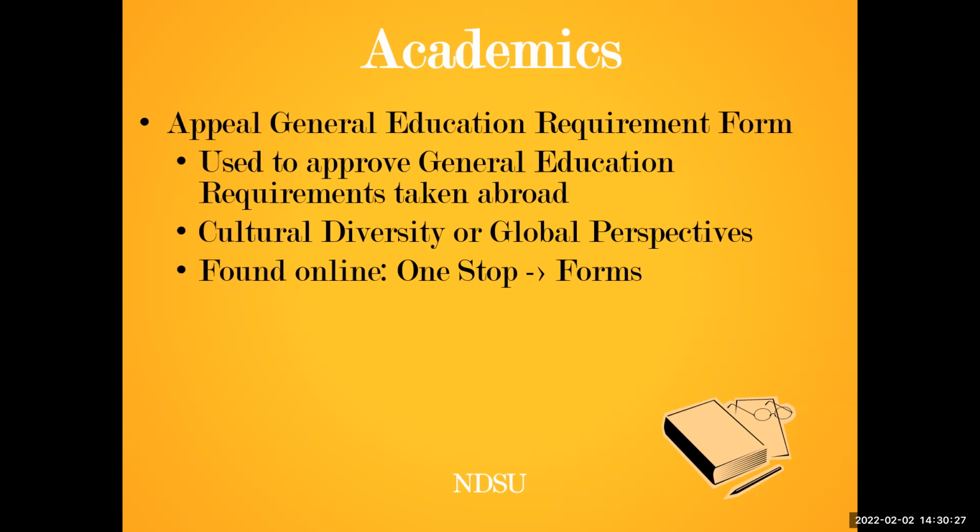Oftentimes students will try to have it appealed for the cultural diversity or global perspectives requirements. But if, for example, it's a history course, you could potentially have it count towards one of the other gen eds or whatever course you're taking that might fulfill that requirement. To do the actual appeal process, you can go to the One Stop website under forms, and it's called the Appeal General Education Requirement Form. And again, under our academics section on the Study Abroad site, there are tips for doing the appeal process.